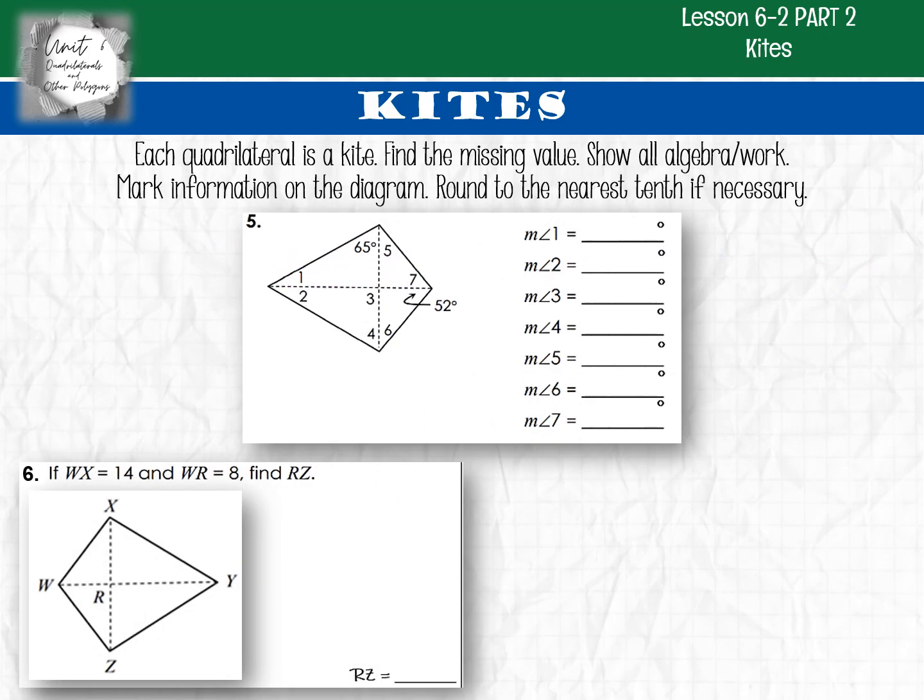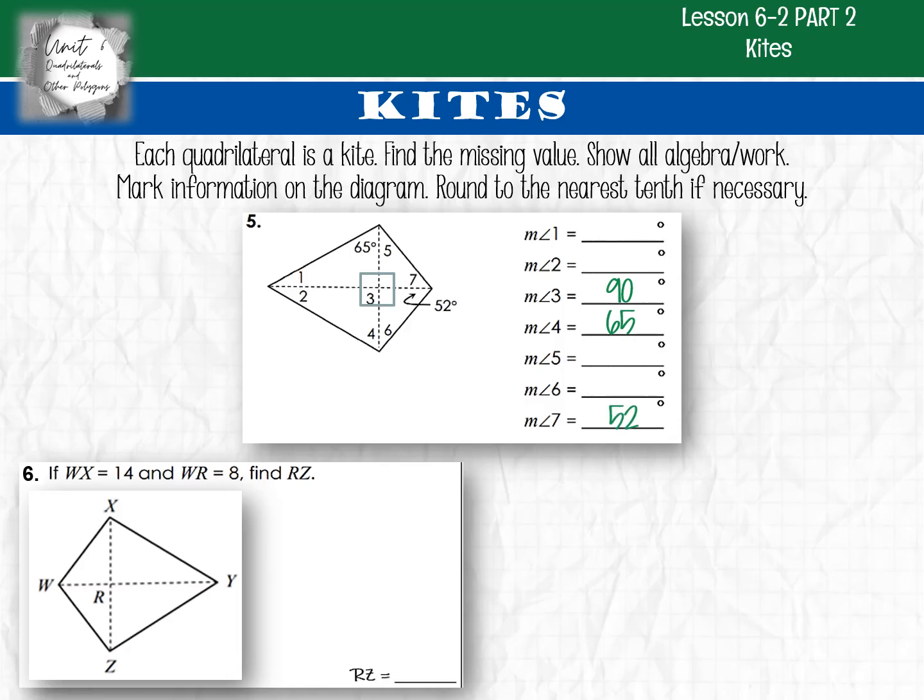Number 5. Let's see, same directions. They have a lot of information that we need to find. I think the easiest one is measure of angle 3 is 90 degrees. So we have 4 right triangles. That's probably going to help us out. Measure of angle 4 is the same as 65, and measure of angle 7 is the same as 52. So let's get in our 65 and our 52.